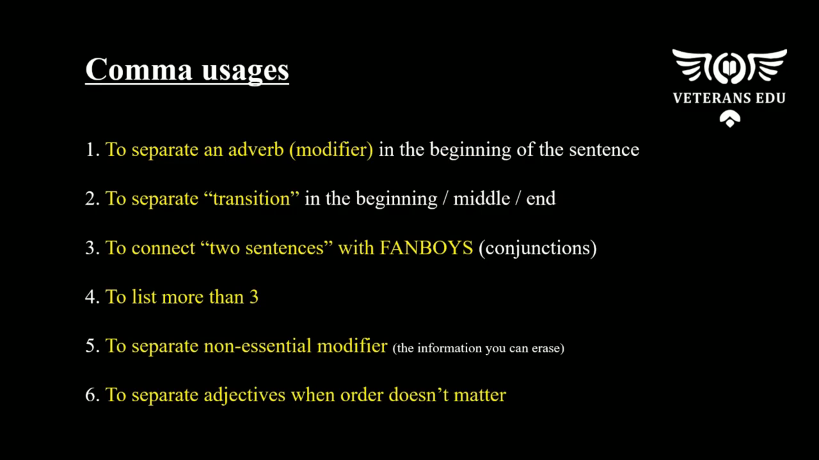So let's review what we learned today. There are roughly 6 usages of commas that we need to understand to ace the writing section of the SAT. We can use the comma to separate an adverb in the beginning of the sentence, to separate a transition in the beginning, middle, and end, to connect 2 sentences with fanboys, to list more than 3, to separate non-essential modifier, and finally, to separate adjectives when order doesn't matter.